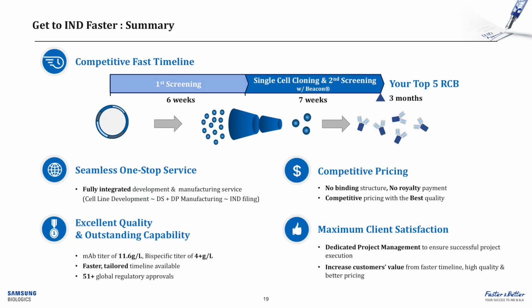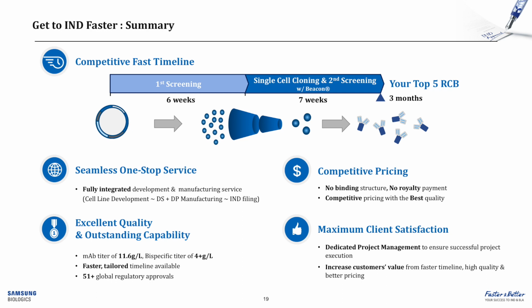So to summarize getting to your IND faster, the cell line development process is over 2 parts. 6 weeks for the primary screen, where you're looking at generating the mini pools and ranking through deep well plates, looking at titer and product quality. The second stage over 7 weeks is the single cell isolation using the Beacon from Berkeley Lights, the scale up to your manufacturability assessment and the Ambr 15, leading to freezing or cryopreserving your top 5 RCBs in a 3-month time frame. This kicks off then the tech transfer for the master cell bank, and upstream process development.